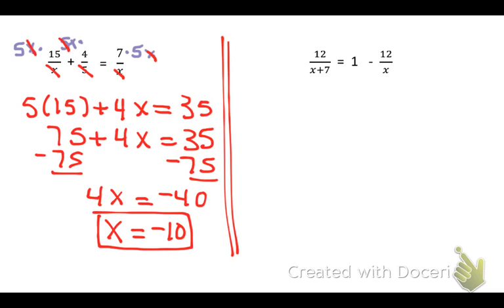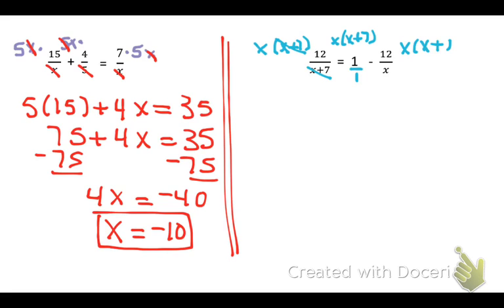This next problem is a little bit different. We still have 3 fractions if I put a 1 underneath this one. And that just helps me to remember to include that when I'm multiplying. So I look at the denominators, and we can multiply everything. We have an x and an x plus 7. So we're going to multiply each one by x times x plus 7, x times x plus 7, and x times x plus 7. We're going to do our canceling.